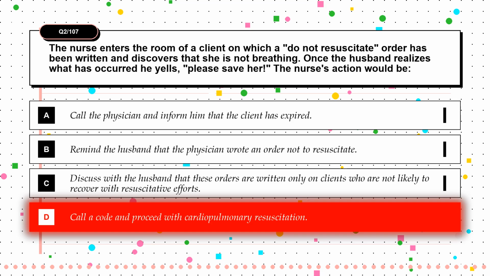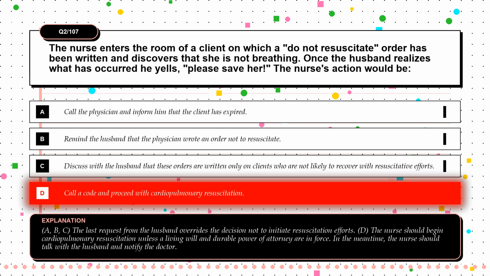The correct answer is option D. Call a code and proceed with cardiopulmonary resuscitation. A, B, C. The last request from the husband overrides the decision not to initiate resuscitation efforts. D. The nurse should begin cardiopulmonary resuscitation unless a living will and durable power of attorney are in force. In the meantime, the nurse should talk with the husband and notify the doctor.